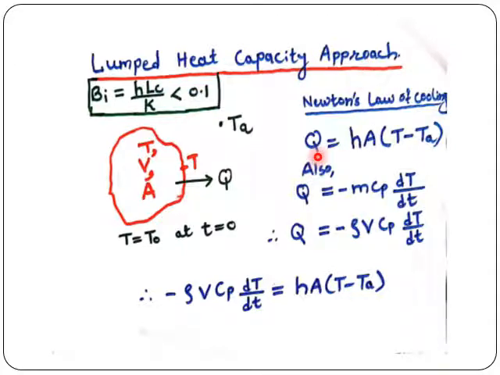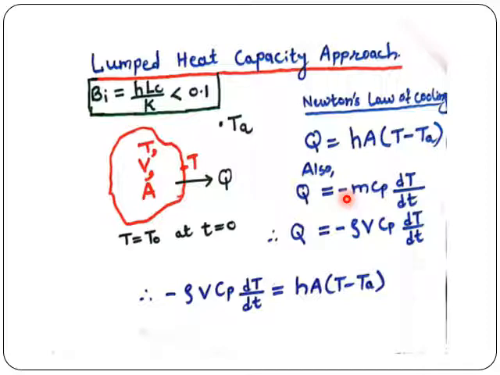So we have Q equal to hA into delta T using Newton's law of cooling. Delta T is the temperature of the surface minus the surrounding temperature, so that is T minus T infinity. This hA delta T is the heat which is lost from the surface, which is also equal to the change in internal energy of the solid. That means if the solid is losing heat to the surrounding, the internal energy of the solid is reducing. So that is equal to m Cp dT by dt, the change in temperature with respect to time. And the negative sign indicates that the solid is losing heat to the surrounding.